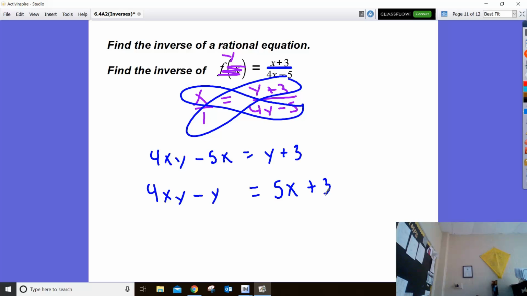Pull it. What can you pull on the left-hand side? Y. Pull it. The reason that's the first commandment. You pull a y from 4xy, what's left? 4x. Pull a y from negative y, what's left? How do you solve for y? Divide. You have y times crap. That's what you have. You divide out that 4x minus 1.